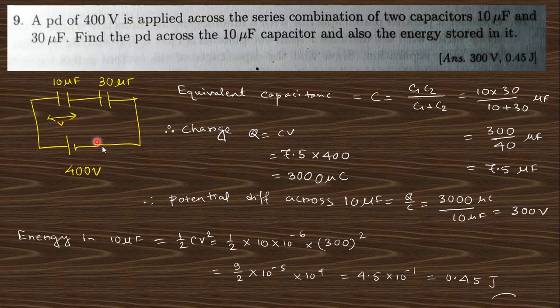So the potential difference across the 10 microfarad capacitor is 300 volt, and the corresponding energy is half CV squared. Put the values: C is 10 microfarad and V is 300. Multiplying this, you get the answer 0.45 joule. Clear? Next question.